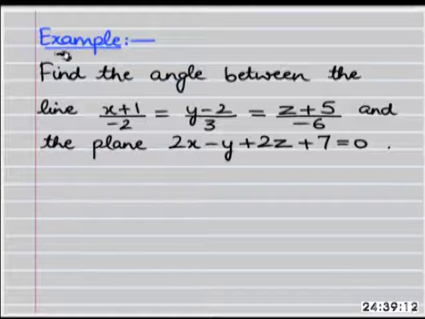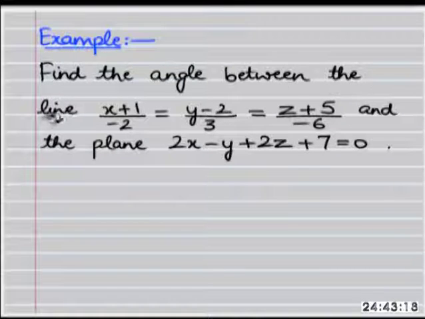Let us see another example. Find the angle between the line x plus 1 upon minus 2 equal to y minus 2 upon 3 equal to z plus 5 upon minus 6.